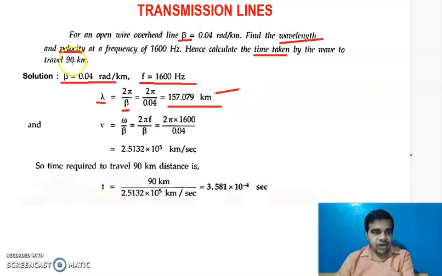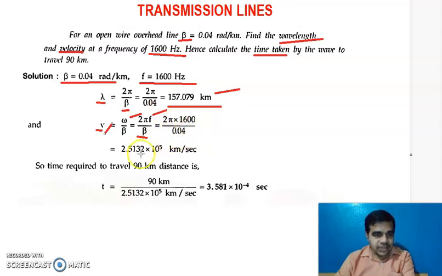Now next, let us go for velocity. So velocity is equal to omega by beta. Here omega is your 2 pi f and beta is the phase constant. So f is the frequency, which is given as 1600 Hz. Just substituting the values of this frequency and the phase constant beta, we can calculate this velocity.